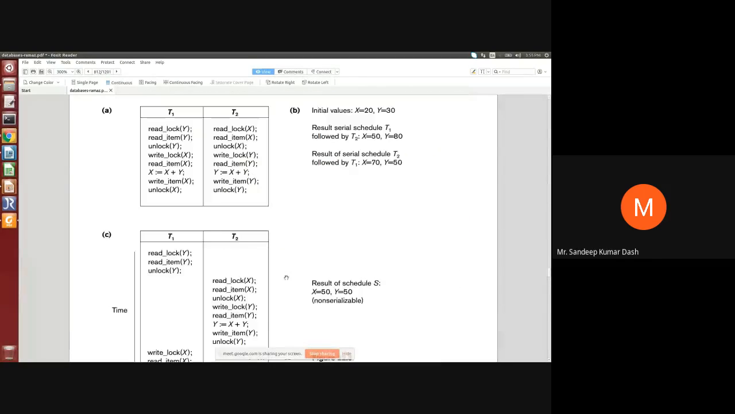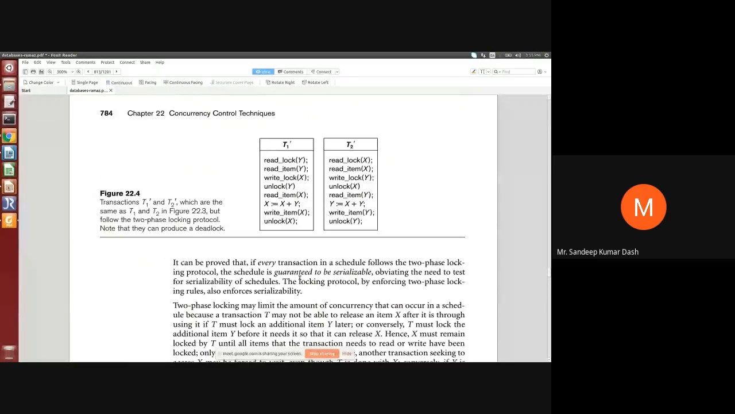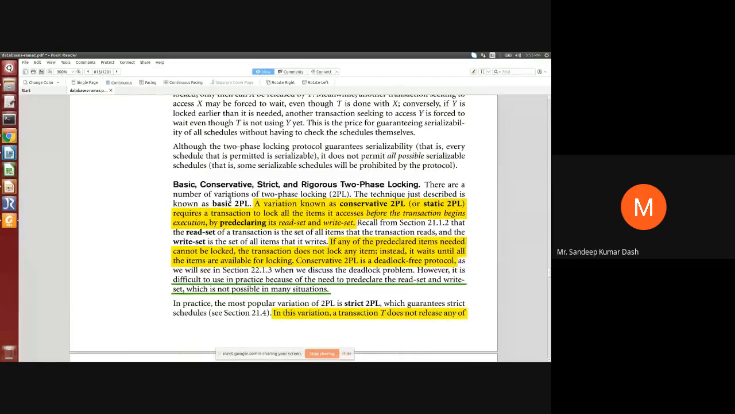In two-phase locking, this is the basic two-phase locking part. Then there are stricter versions of two-phase locking. Next one is conservative two-phase locking, conservative 2PL. It says that the transactions should pre-declare the read and write set. That means they should declare beforehand which data items they will be acquiring.